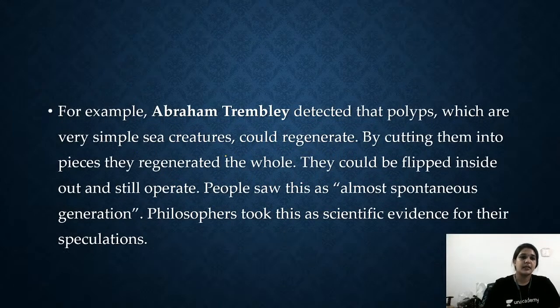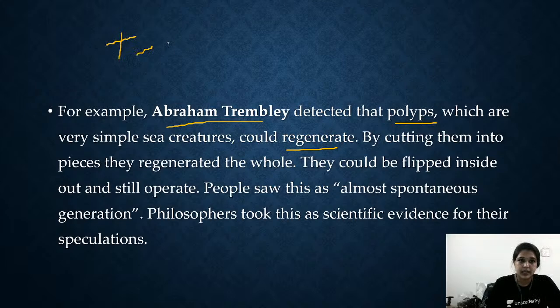Okay, next is Abraham Trembley. He deduced that polyps, which are very simple sea creatures, could regenerate. We know very well that many organisms can regenerate, like earthworms, which if you cut them, can regenerate into two different organisms. Or if a part of a polyp has been cut, it can regenerate a new part of that particular species.